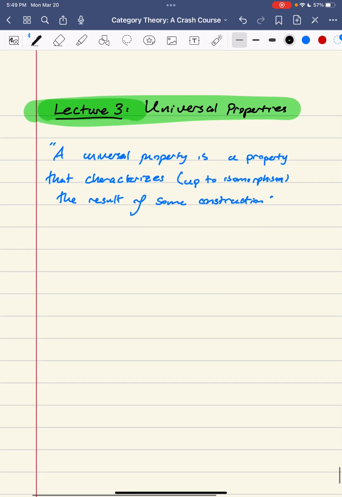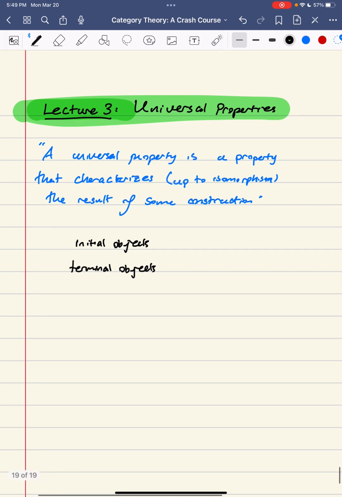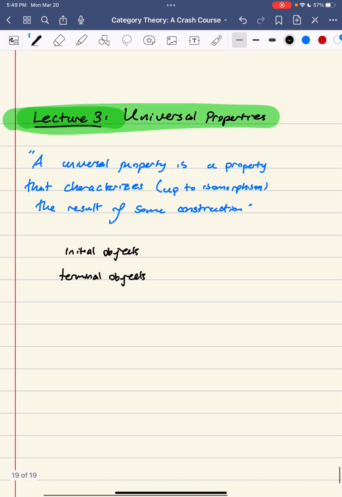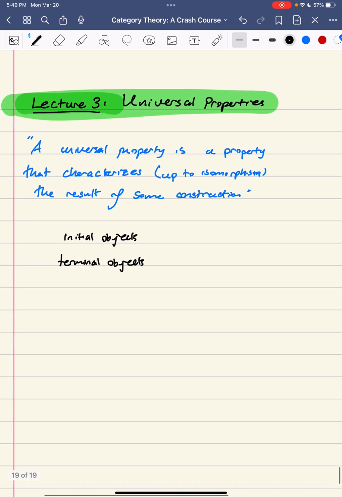I've alluded to this a few times throughout the lectures so far, especially in terms of things like initial objects in a category and terminal objects in a category. These are elements of some category that are determined by some property, and this property uniquely characterizes them.